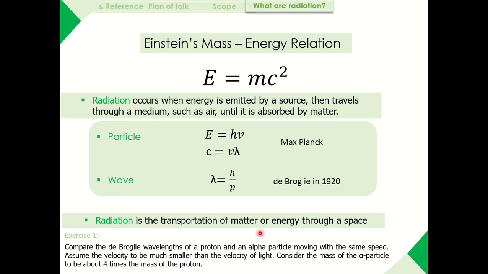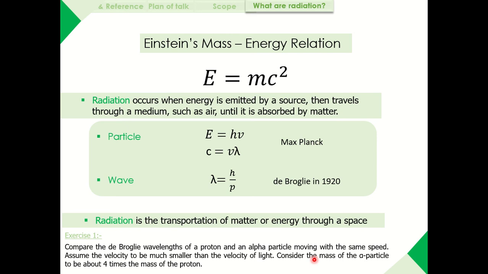Now let's take a small exercise related to the de Broglie wavelength. Compare the de Broglie wavelength of a proton and an alpha particle moving with the same speed. Assume the velocity to be much smaller than the velocity of light. Consider the mass of the alpha particle to be about 4 times the mass of the proton. Just try to compare the de Broglie wavelength of the proton and of the alpha particle using this consideration.